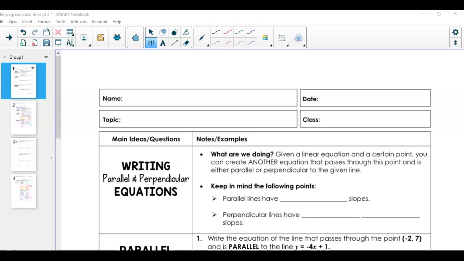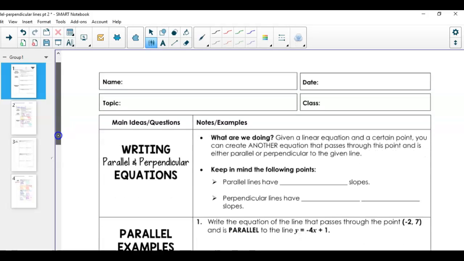In this video, we're going to talk some more about parallel and perpendicular lines, but now that we know what parallel and perpendicular lines are, we're not just trying to find out if they are parallel or perpendicular. Now we're actually going to be writing parallel and perpendicular equations. So what we're going to be doing in these notes is very similar to when we were just writing linear equations through 1 point or through 2 points.